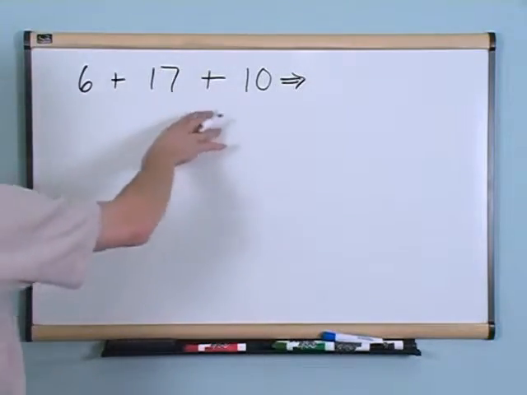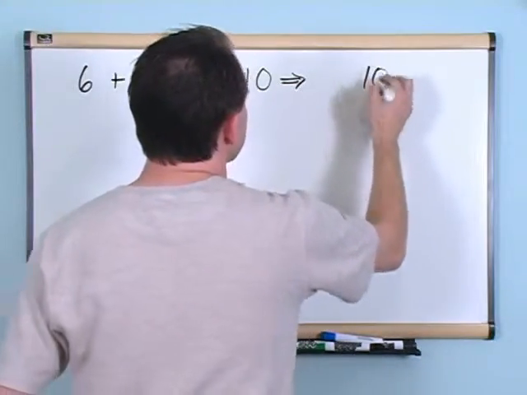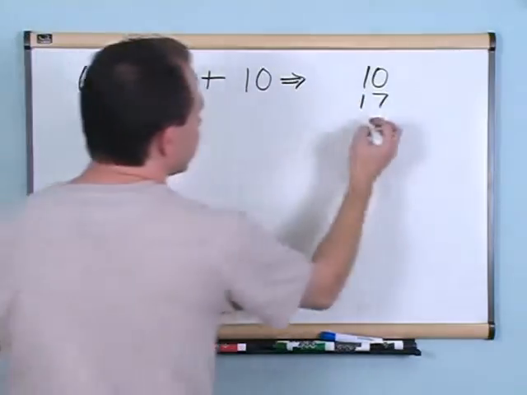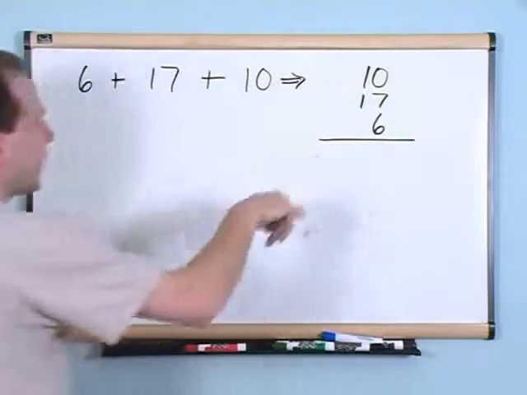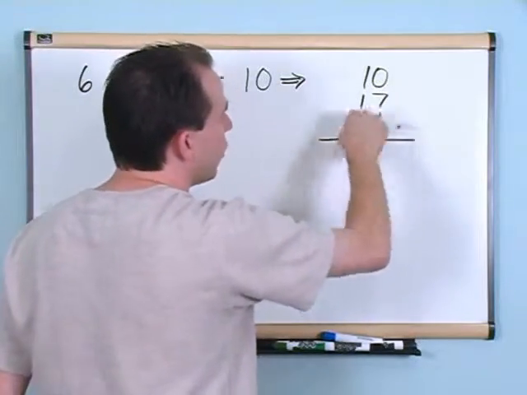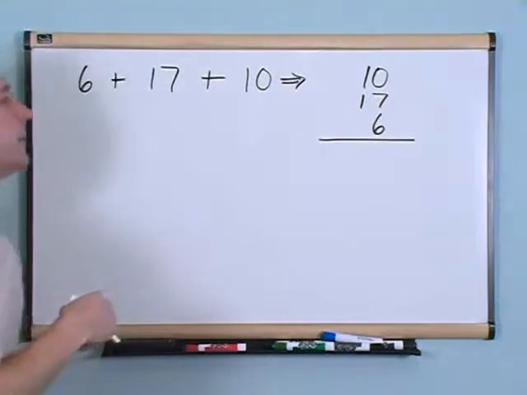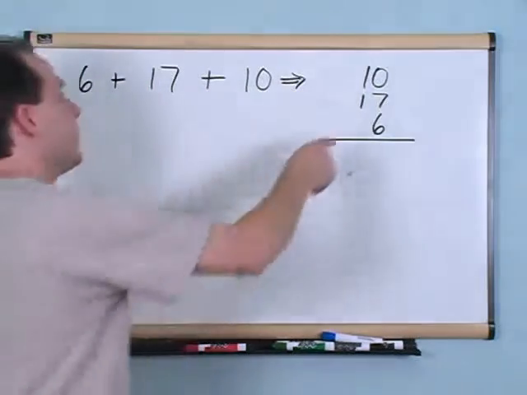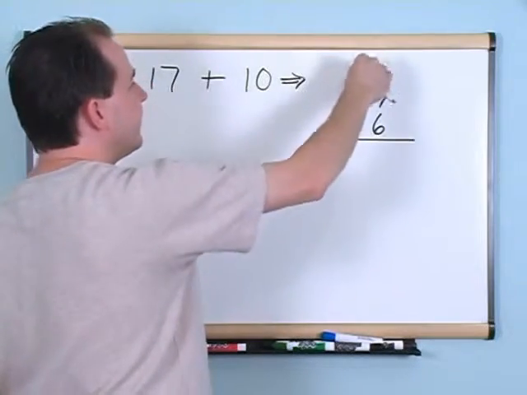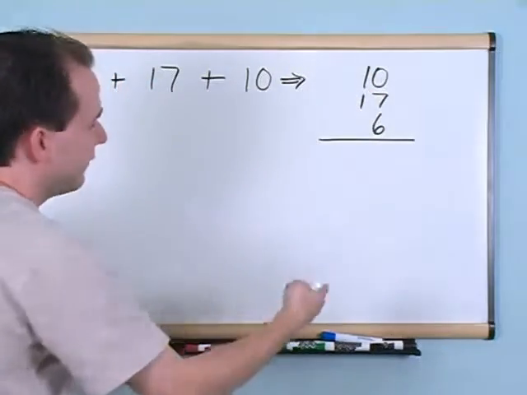So what we want to do is we want to write down, let's put 10, and let's put 17 under it, and let's put 6 under it. Now the reason I wrote it this way is because basically you want your smallest number to be on the bottom or underneath, and you want it pushed over to the right. Okay? So make sure that the numbers with the most number of digits is on the top, and the numbers with the least number of digits is on the bottom.